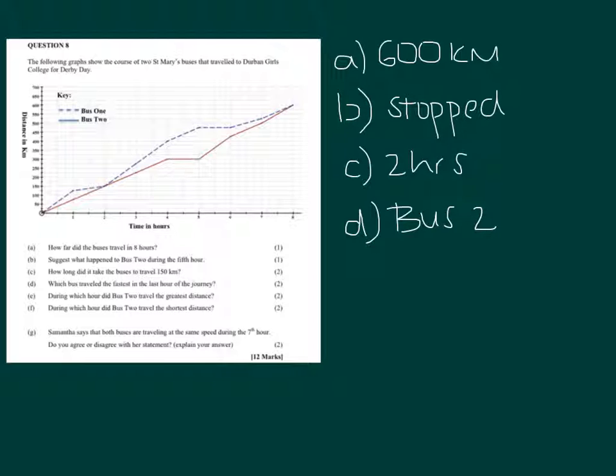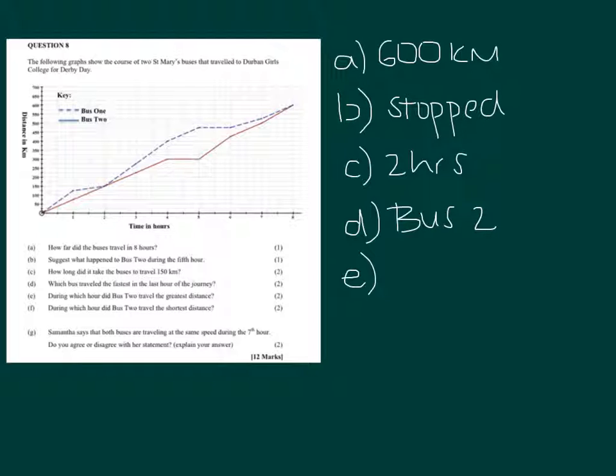Then question E is asking us, during which hour did bus 2 travel the greatest distance? That also has to do with the slope of the line, and we can have a look. Bus 2, you can see in each one of these hours the slope is the same. That means the same distance was traveled per hour. Here we know that it stopped. Here, this looks like a very steep line to me. I think the line here is a little bit less steep.